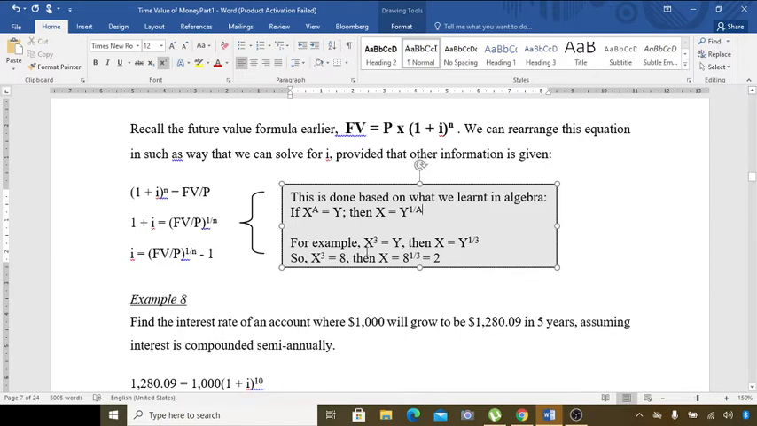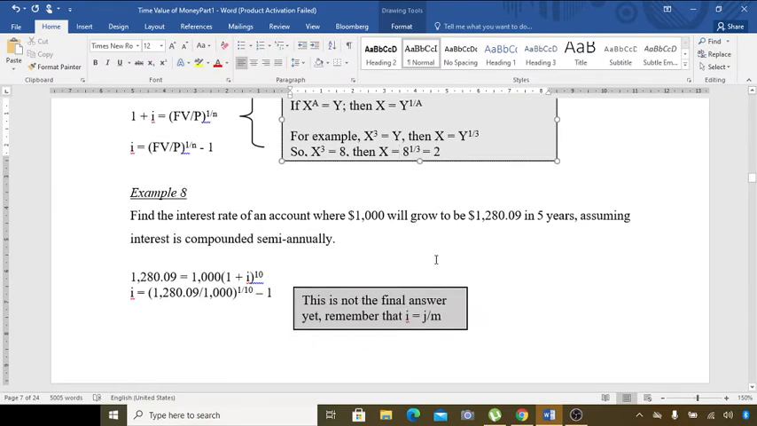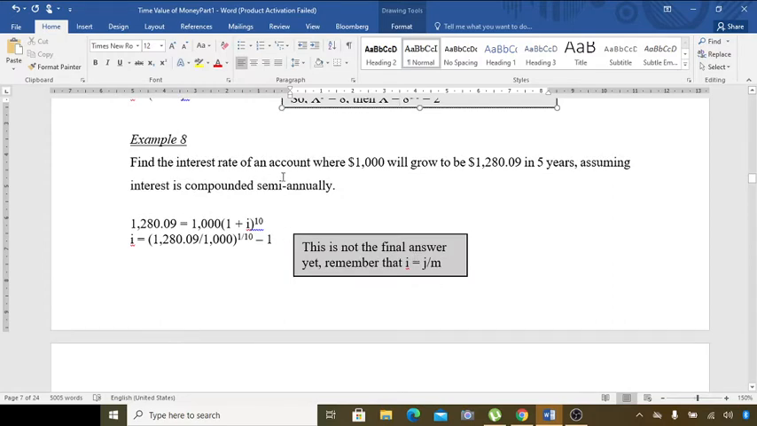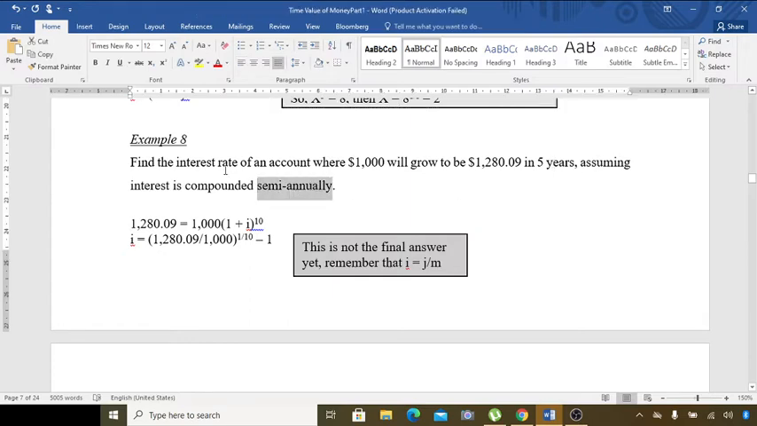So for example, if x to the power of 3 equals y, then x equals y to the power of 1 over 3. So let's say x to the power of 3 is 8, then to solve for x, we transfer that power of 3, it becomes 8 to the power of 1 over 3, which is essentially 2, right? So let's look at an example. Find the interest rate of an account where 1,000 will grow to be 1280.09 in 5 years, assuming interest is compounded semi-annually.